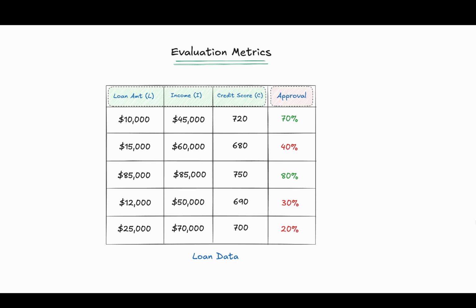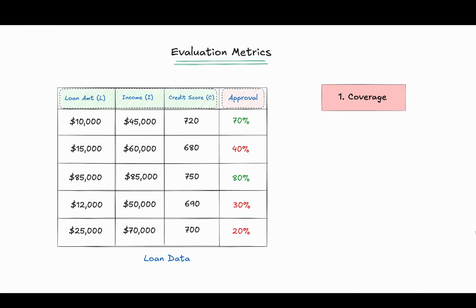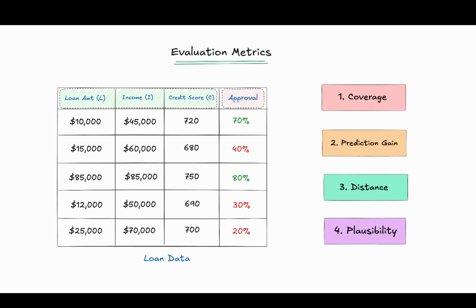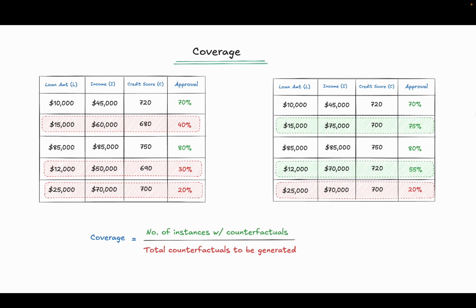Now, when we are evaluating counterfactuals, there are a few common metrics that we can use to see how good a counterfactual is. The first one is coverage. Then we have prediction gain. Next, there's distance. And finally, plausibility. Now, there are more metrics that you can use, but in this video, we'll be talking about these 4 metrics specifically. So let's have a look at each one of them in a bit of detail. Let's start with the first metric, coverage.